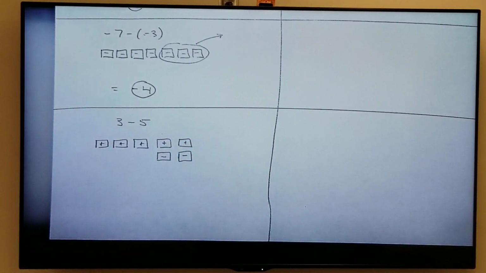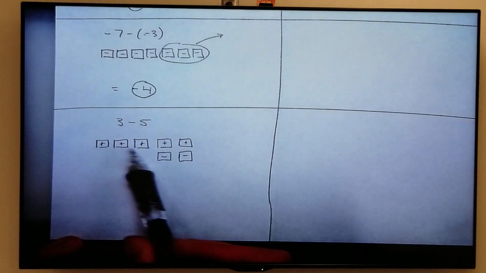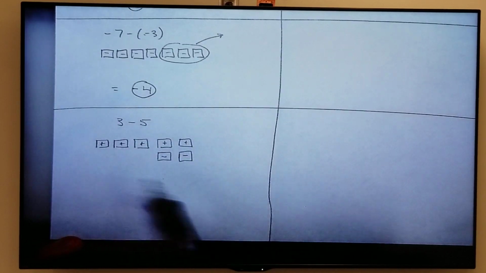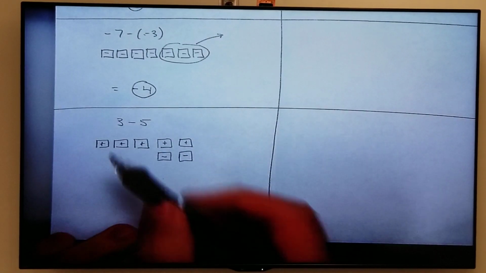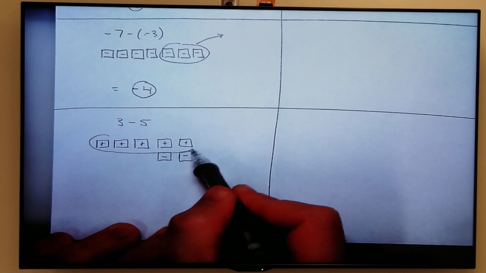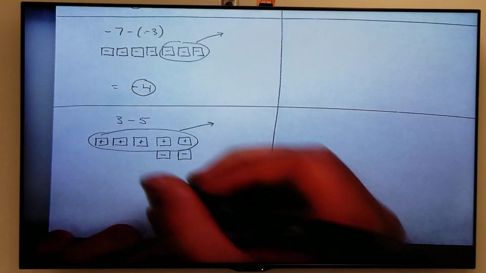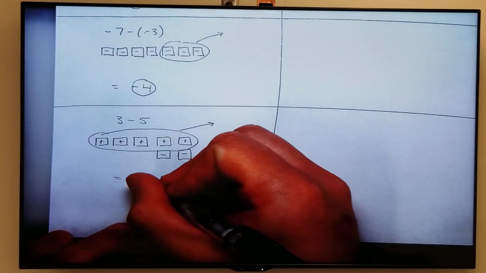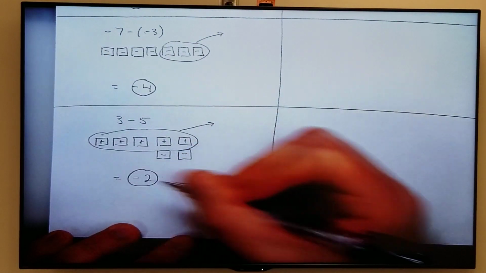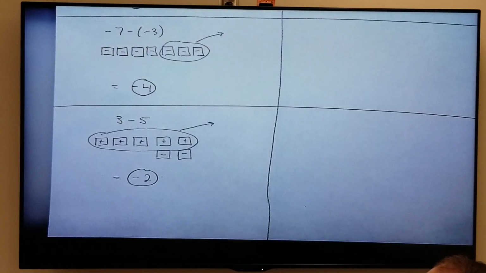I need to add enough 0 pairs so that I have 5 positive tiles that I can take away, right? So now I've done it, and now I can take away these positive tiles, these 5 positive tiles, and I'm left with 2 negative tiles. Okay, so 3 minus 5 is negative 2. Right, so there's 3 minus 5 using the takeaway model.